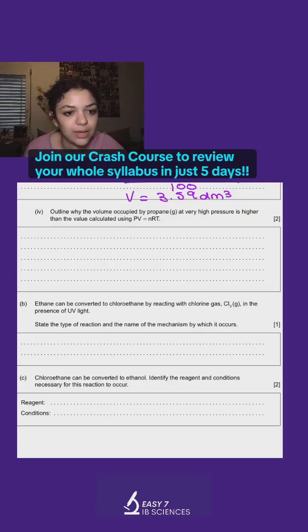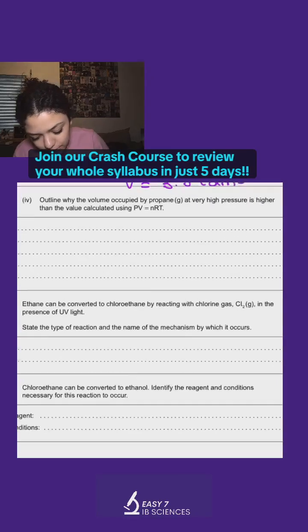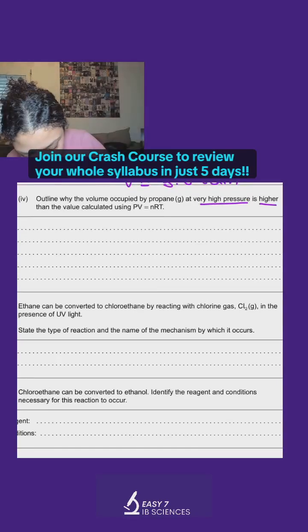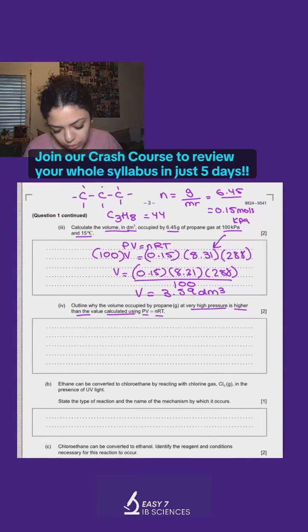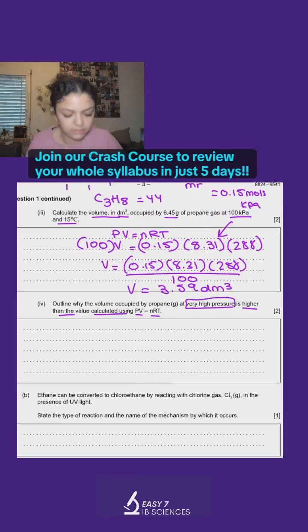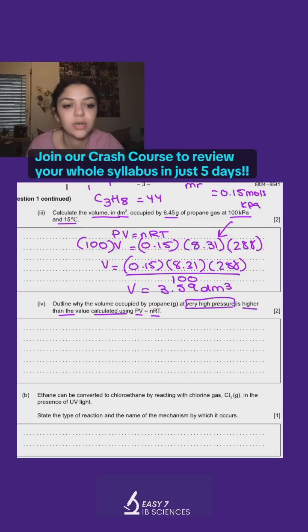Okay, nice. I'm going to go ahead and move on. It says, outline why the volume occupied by propane at a very high pressure is higher than the value calculated using PV equals nRT. So why is the volume occupied by propane gas at very high pressures higher than the value calculated at PV equals nRT? I'm going to give you guys a couple of seconds.